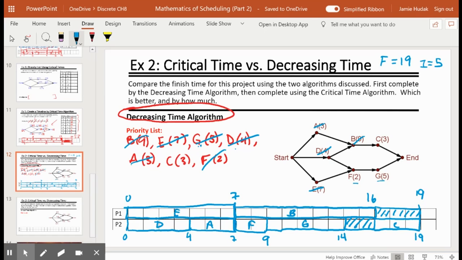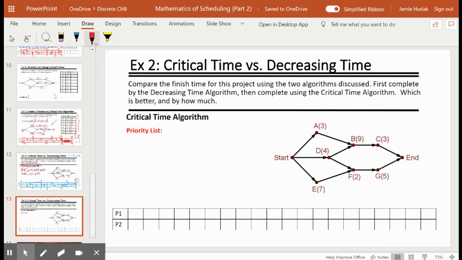Now we're going to do this same exact project over, but this time we're going to use the critical time algorithm. The critical time algorithm, we're hoping, will beat this finish time of 19 and be more efficient because critical time takes the chain of events into account. So here we have our same graph. We have to now find the critical times for each vertex.